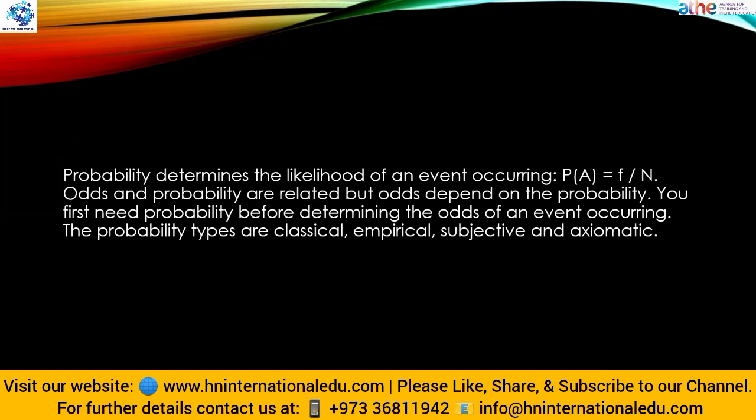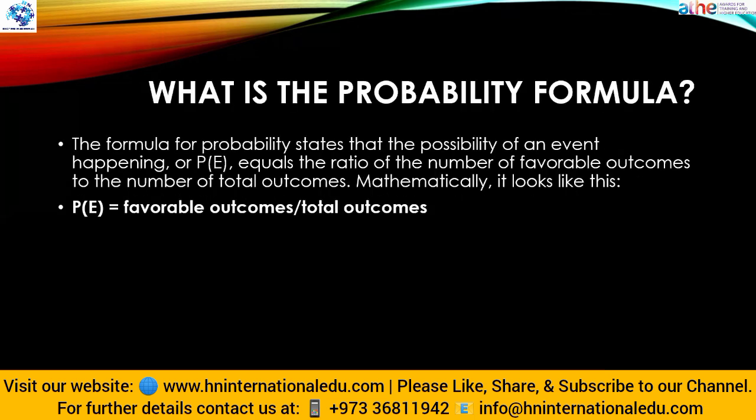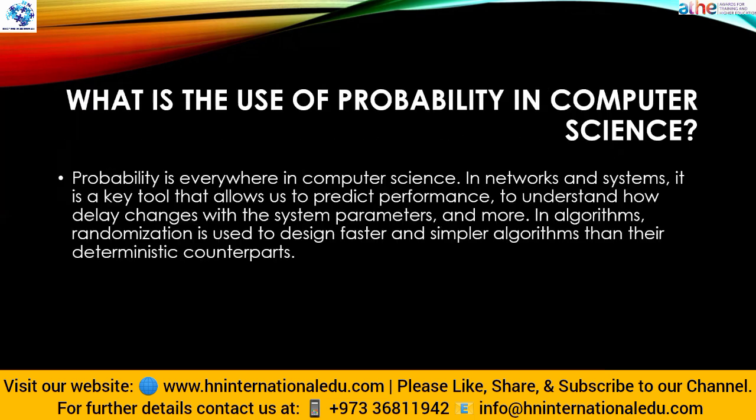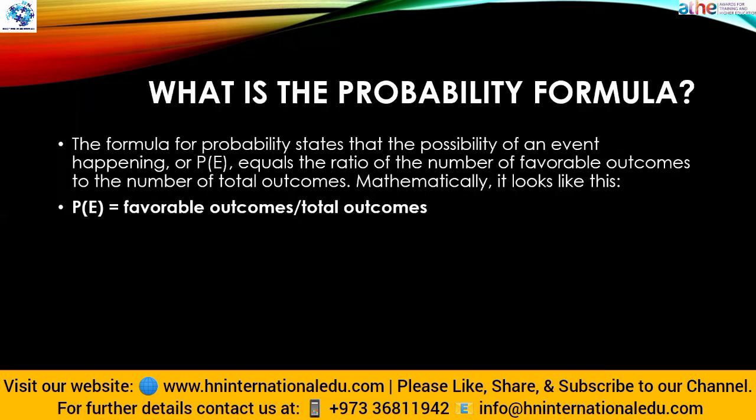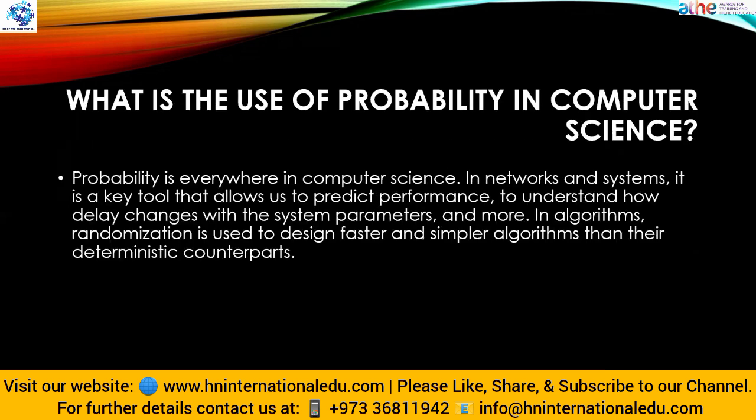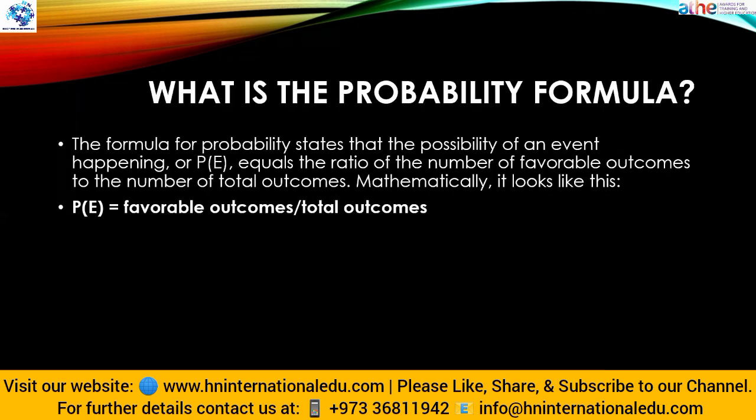The probability types we have discussed are classical, empirical, subjective, and axiomatic, and we can determine the probability or the odds of anything by these types of probability. So this is our first concept of the probability theory. Now we are going to discuss the probability formulas and how we can use them. If you have any question or anything is unclear, you can ask. Otherwise, I'm going to continue.